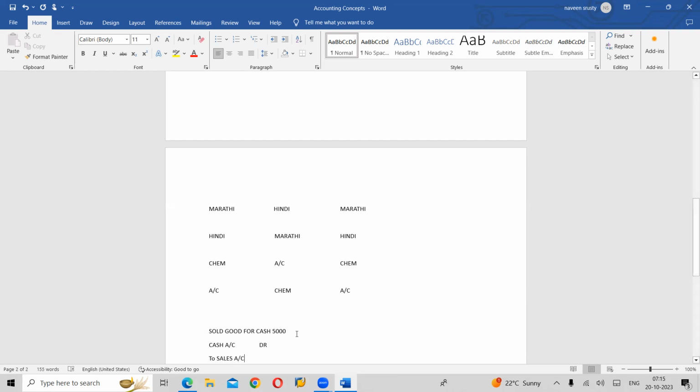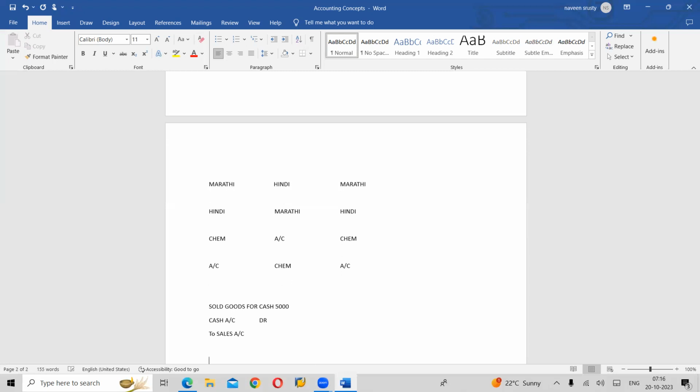So in the first instance, sold goods for cash. This statement is in English, and the chemistry person knows English very well. Will he understand this statement? Because it's in English. But will he understand the journal entry? No, he won't.